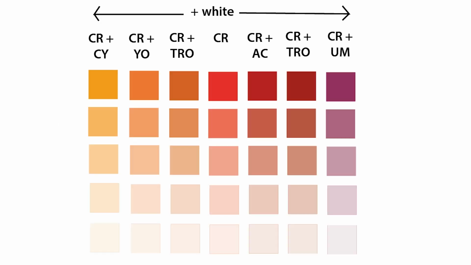Then you start mixing colours into colours. For example, 1 part cadmium red and 1 part your other colour mixes. So that would be cadmium red plus cadmium yellow light, cadmium red plus yellow ochre light, cadmium red plus alizarin crimson, etc. And just as before, you add white to the mix. This will be your second colour chart.